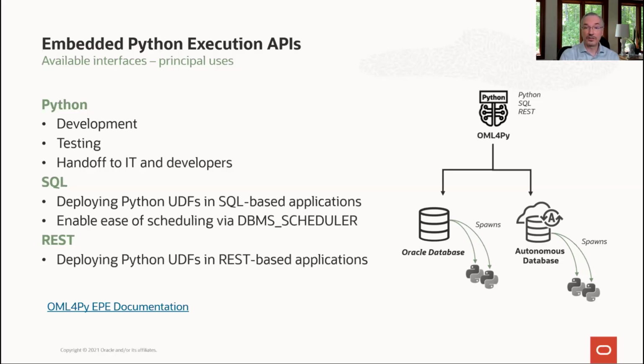The SQL API is used, as you might imagine, for deploying Python UDFs in SQL-based applications. And as we'll discuss, there are several ways to interact with embedded Python execution from SQL. One of the other benefits of using SQL is the ability to schedule Python functions to run using database environment resources and the database DBMS scheduler package. The REST interface allows for deploying Python UDFs using REST endpoints, also leveraging database environment resources. So in today's session, we're focusing on the SQL API, but I refer you to our documentation for more information on the REST and Python interfaces.